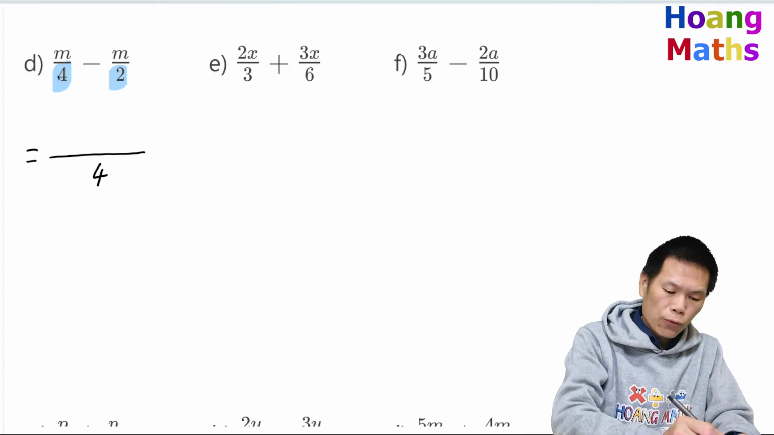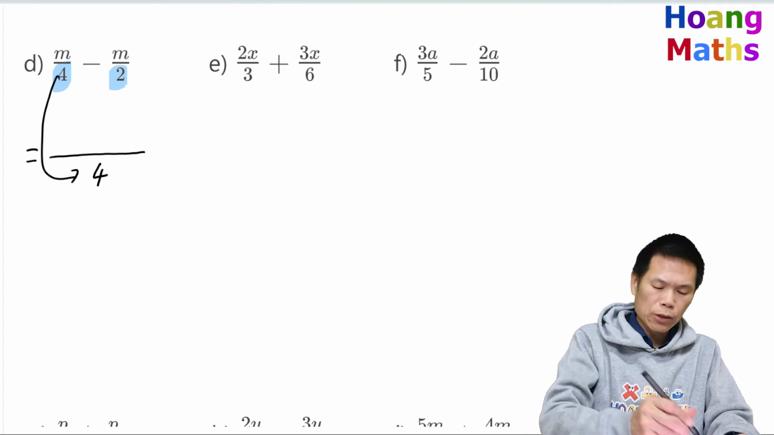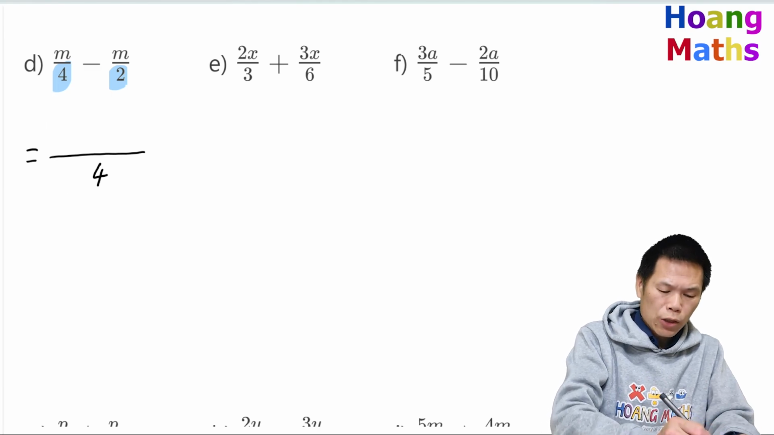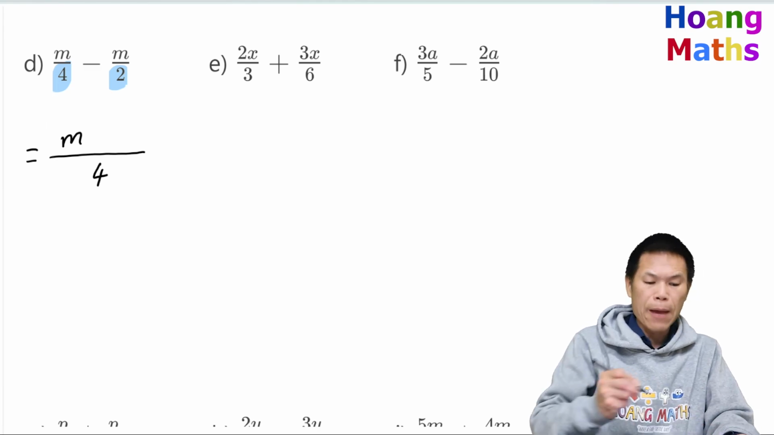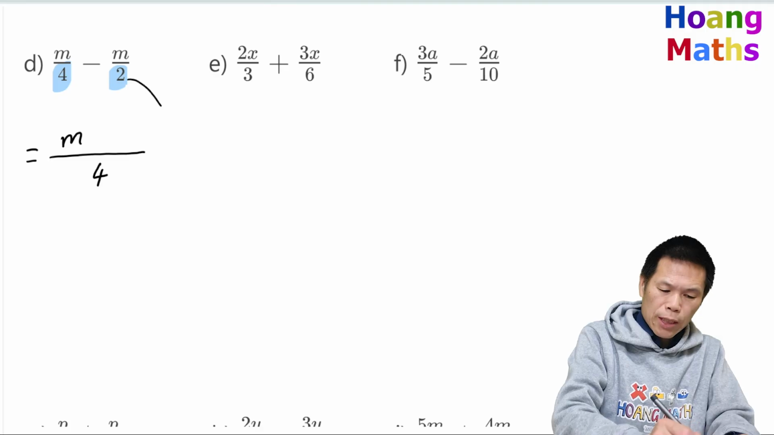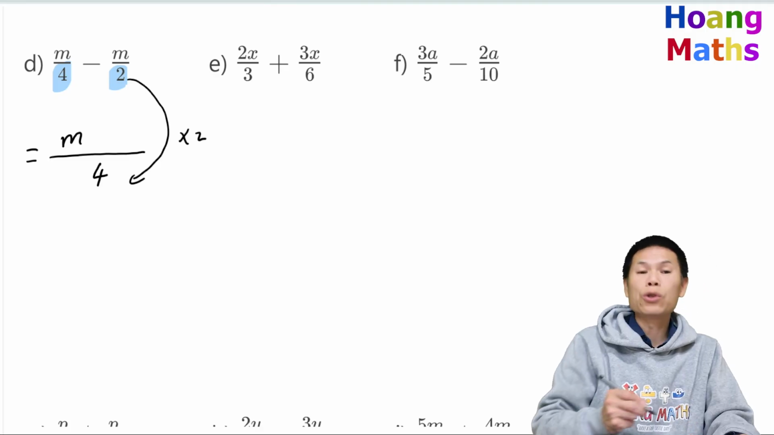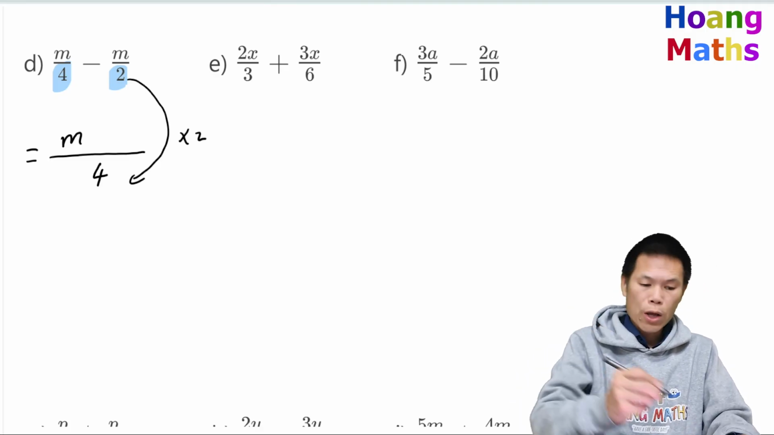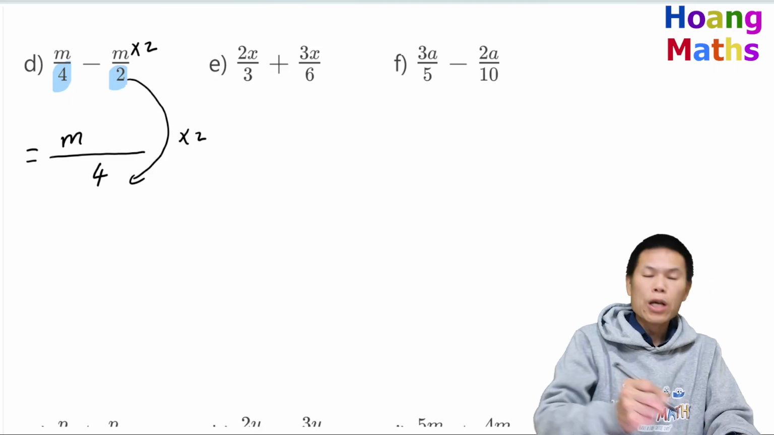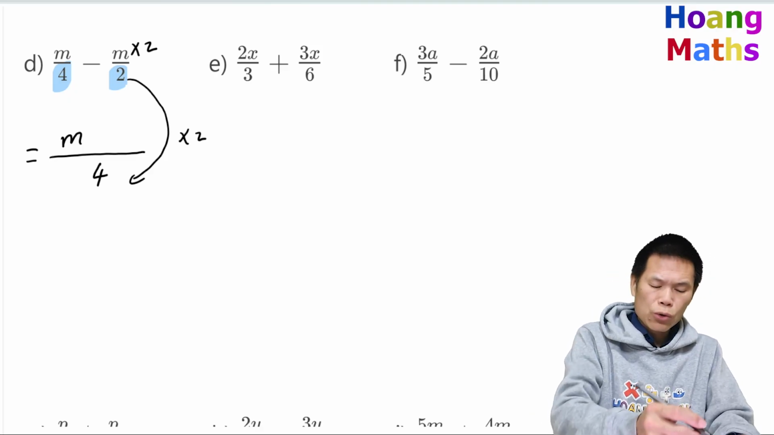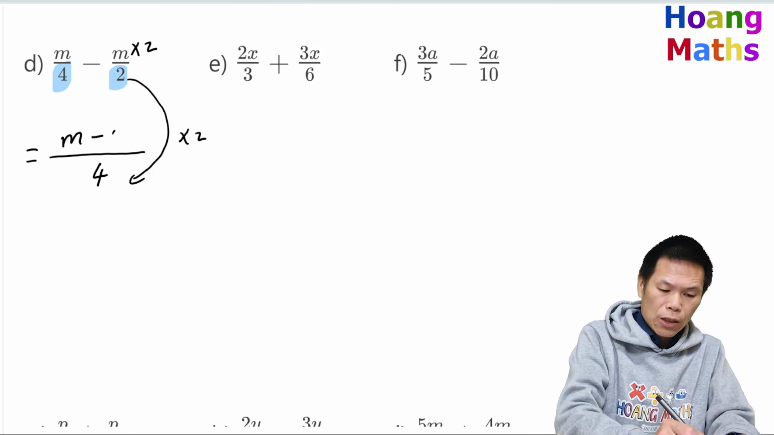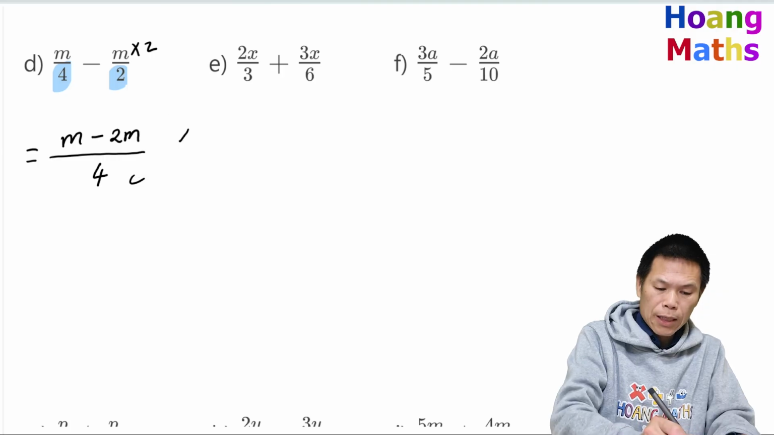So from 4 to 4, I just times by 1. So the top times by 1 as well. So m times 1 is m. And from here to here, we times 2, because 2 times 2 gives me 4. So this must times by 2. So m times 2 is 2m. So we minus 2m. Let me clear this.